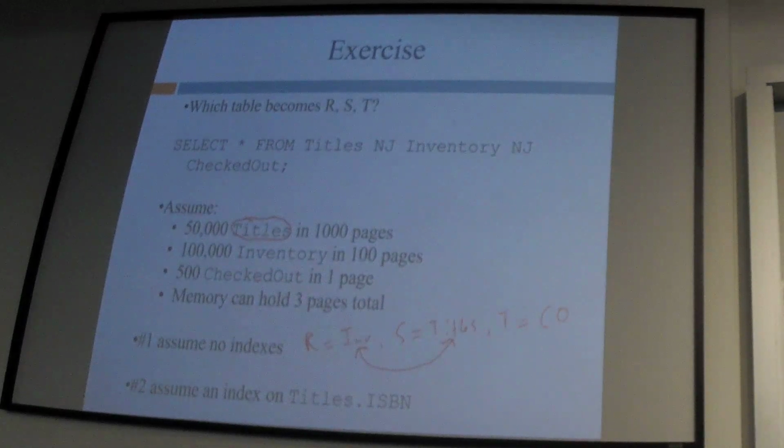So it would be R equals inventory, S equals titles, and T equals checked out.